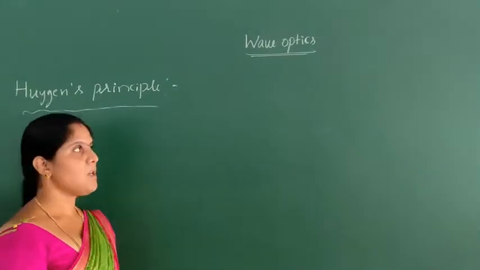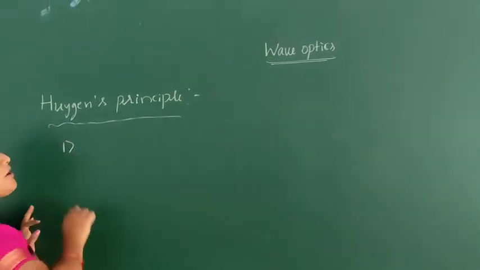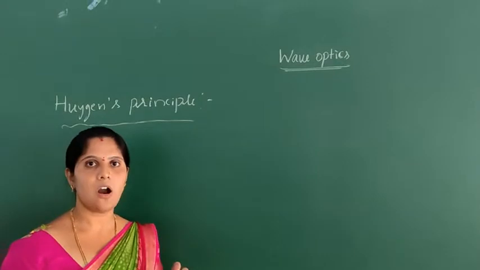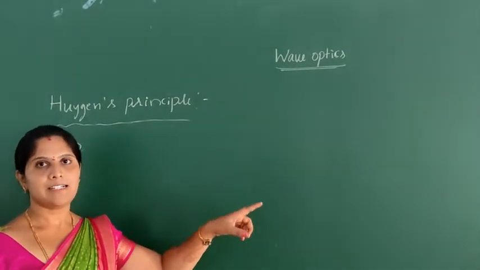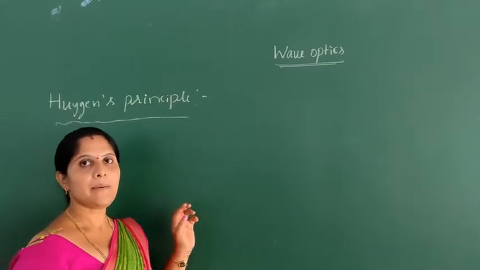Huygens principle. Huygens' first principle states that each point of the wavefront is the source of secondary disturbance called secondary wavelets, which travel in all directions with the speed of light in the medium.